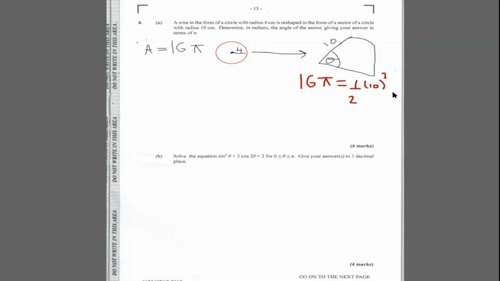So we're going to transpose for theta. A half times 10 squared: 0.5 times 100 is 50. We divide both sides by 50. So what that implies is that theta is equal to 16 pi over 50. That is theta, 16 pi over 50, which is 8 over 25 pi.